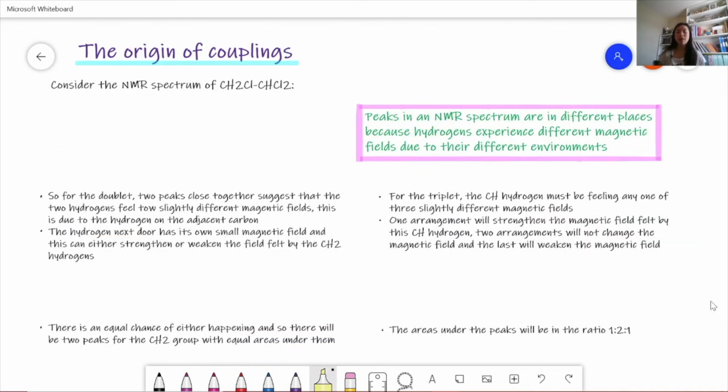So now we're going to look a bit more in depth at the origin of couplings. So first, let's consider the NMR spectrum of CH2Cl-CHCl2. So drawing out this molecule, we can see what kind of spectrum we would get. We have 2 carbons, and then we have a chlorine attached to this one and 2 chlorines on this one. And then we have hydrogens everywhere else.